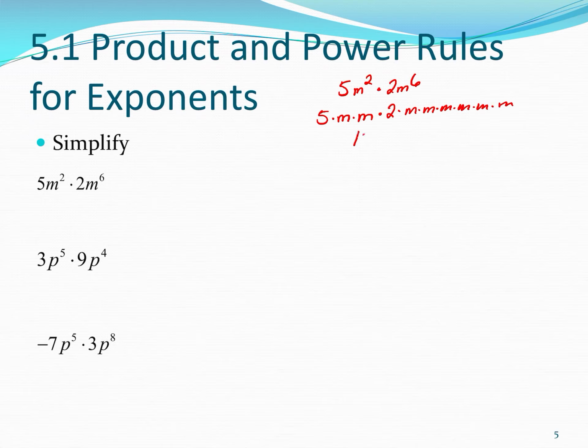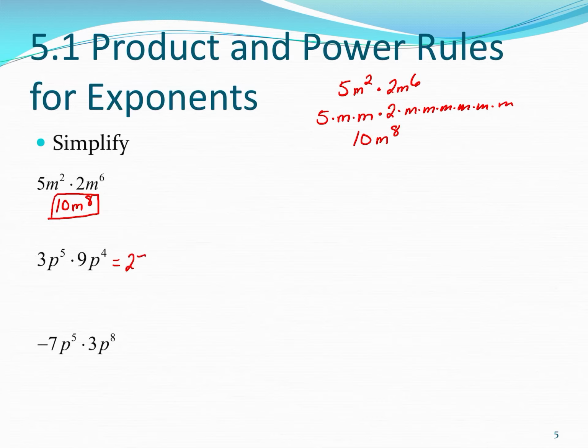And you know from back early in this class that we can rearrange the way we multiply stuff, right? So we can actually multiply the 5 times 2 and get 10. And then all of our m's we can put together. That's where the product rule is going to come in. 2 plus 6 of those is going to be 8 of those m's. And so we end up with 10m to the 8th. So there's our simplified expression.